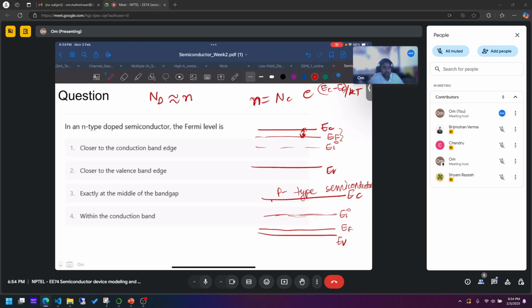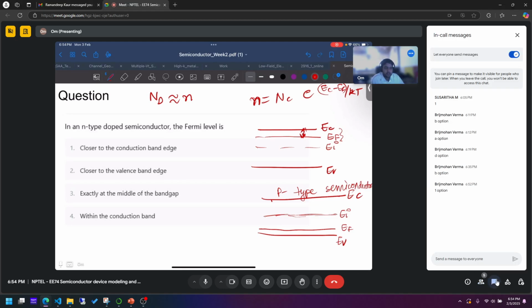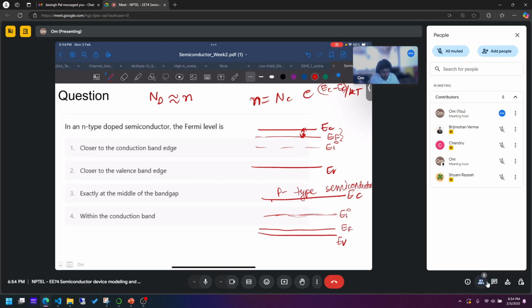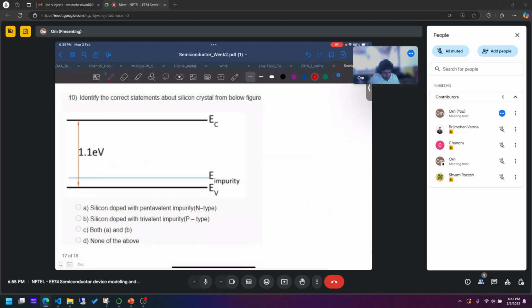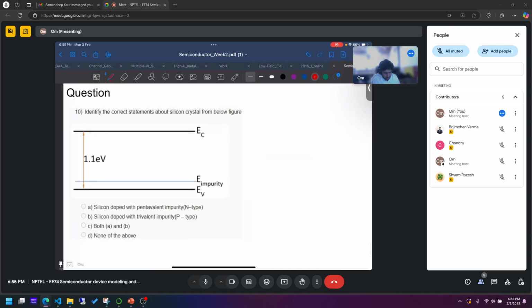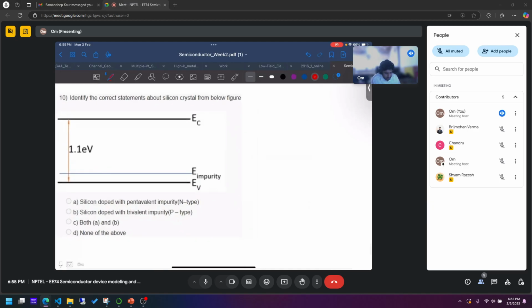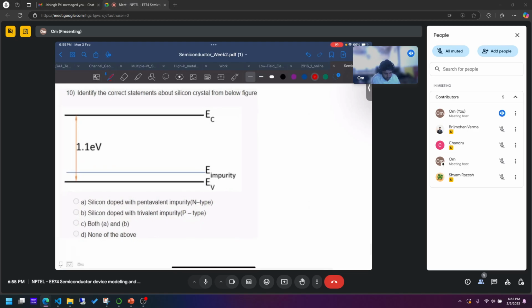So there was an answer in the chat. Yeah, that's a very simple question. Closer to the conduction band edge is what we have for an n-type semiconductor. Okay. Identify the correct statements about the silicon crystal from the below figure.